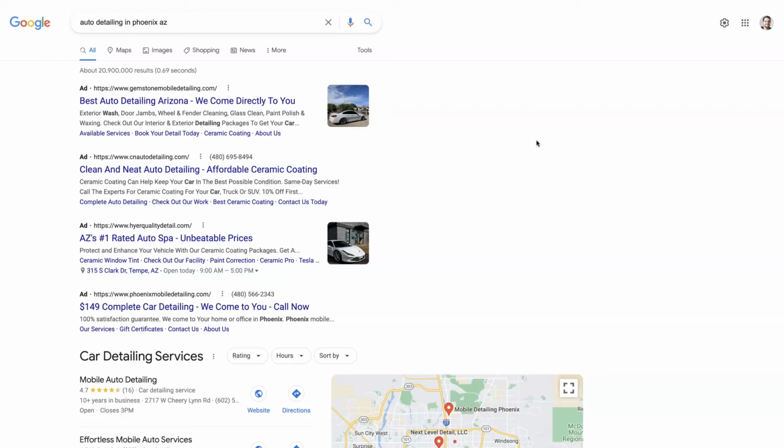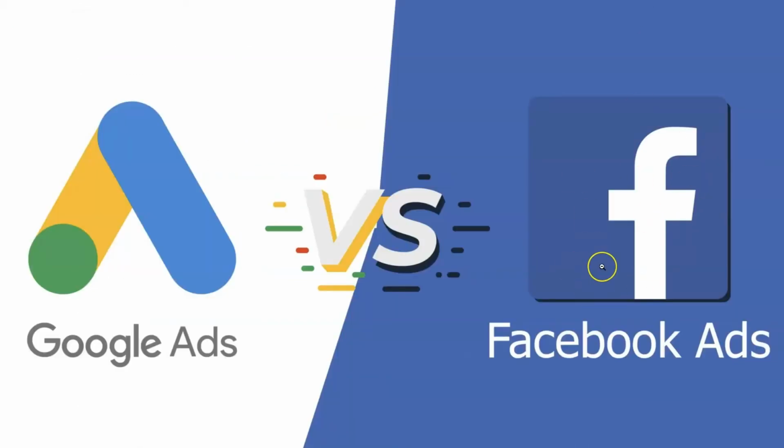So if you put your ad in front of them, there's a really high chance of success. On the flip side, Facebook, you have to build more awareness. Oftentimes, you even have to build a pain point. So in your Facebook ad, you might have to say something like, are you tired of your car being super dirty, and so on.